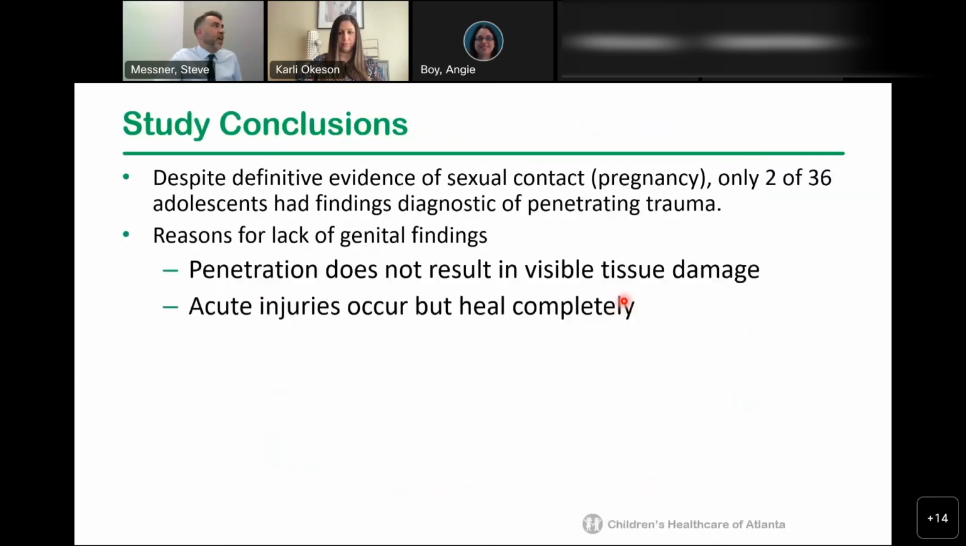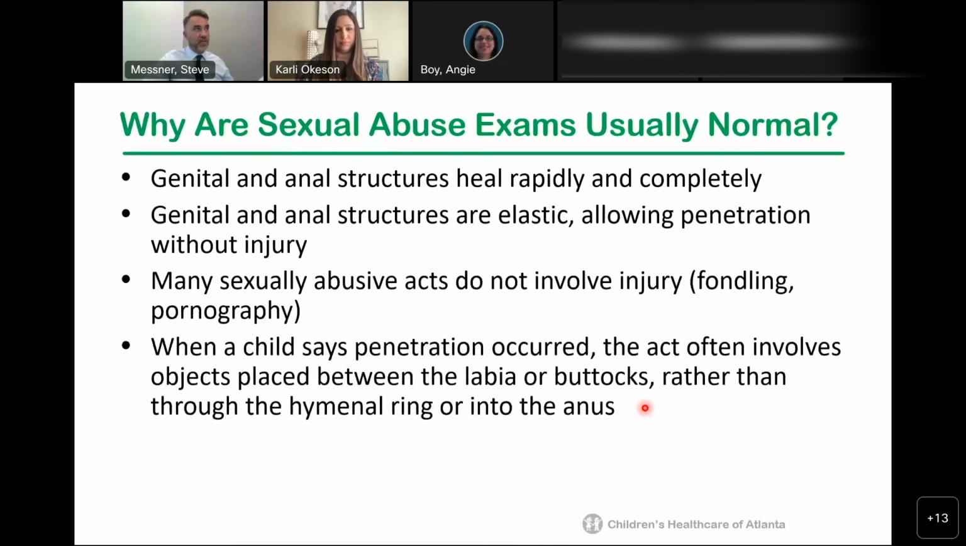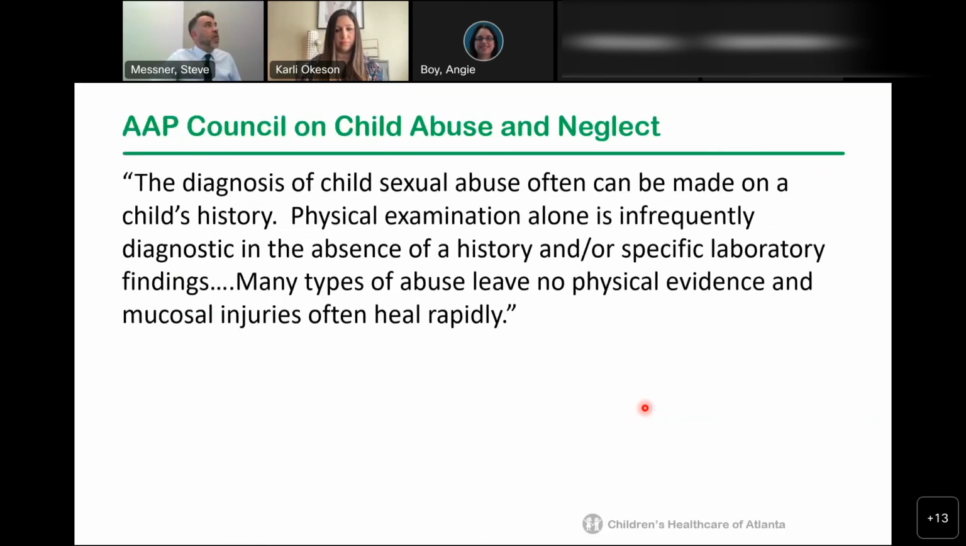So the conclusions are that despite definitive evidence of sexual contact, only 2 of those 36 had findings that were diagnostic of penetrating trauma. So we know that you don't necessarily have to have trauma that's visible. And we also know that there are other studies, which I can share with you later, where they saw acute injuries to the hymen and then followed those girls up, and they completely healed up without any kind of definitive trauma. This is why the exams are usually normal. And even our counsel says that this is often made just on the child's history. That's why the forensic interview is so important.